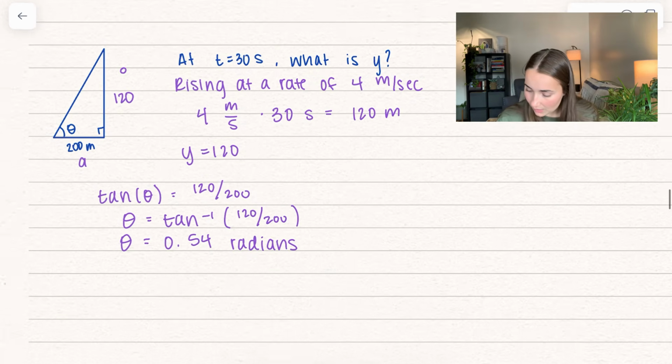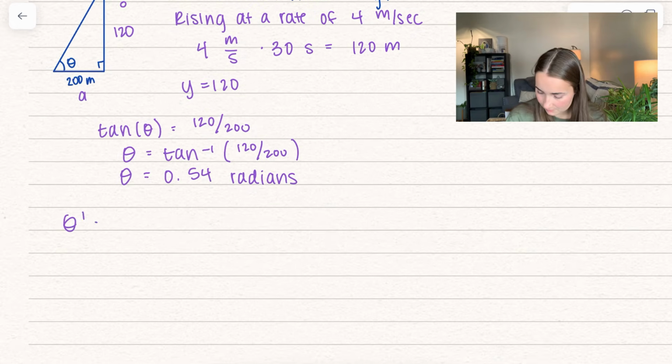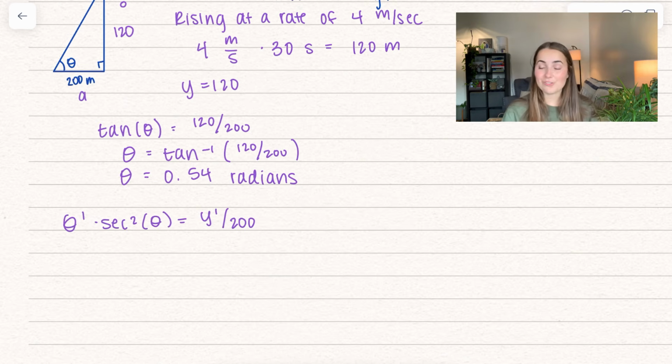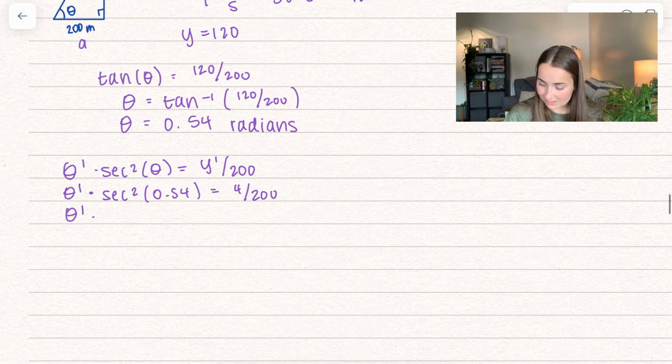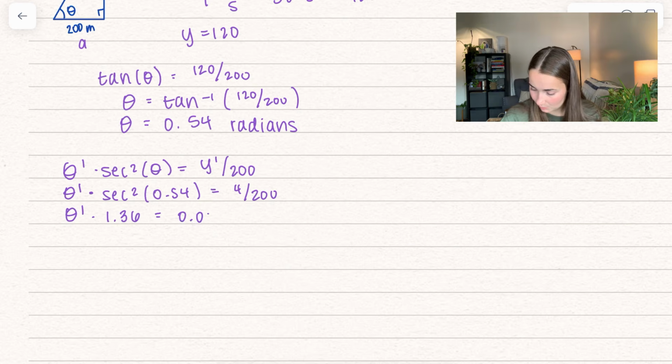And so now I'm going to go ahead and rewrite the equation that we have. So let's go ahead and fill in some things that we know now. I know theta prime is what we're solving for, so I can leave it, and we get secant squared of 0.54 radians is equal to y prime, which is 4 over 200. So let's go ahead and calculate some of those values. So I get secant squared of 0.54 is equal to about 1.36, and this is equal to 4 divided by 200, and as a decimal, that is equal to 0.02.